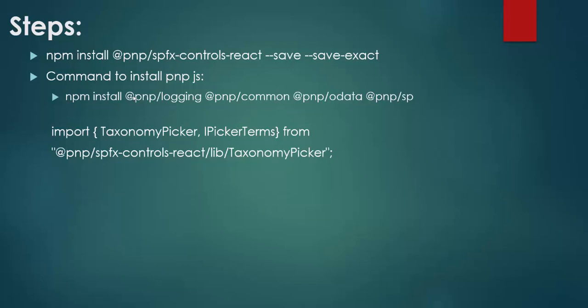web part. The command for installing PNP SPFX control is npm install @pnp/spfx-controls-react --save --exact. So this is my command which I will use to install my PNP SPFX control. Then as a next step, I will be installing PNP.js because I will be using PNP.js to set the value of my taxonomy control to the SharePoint list column. But before jumping into the Visual Studio, let's do some background work.